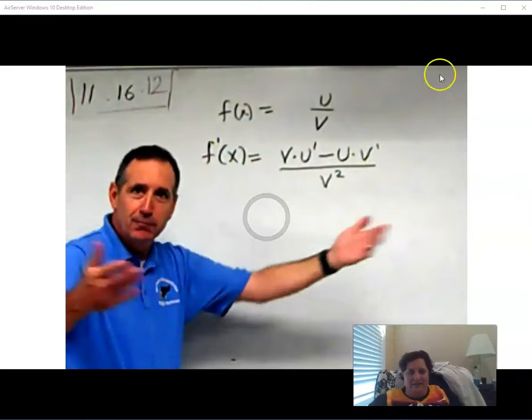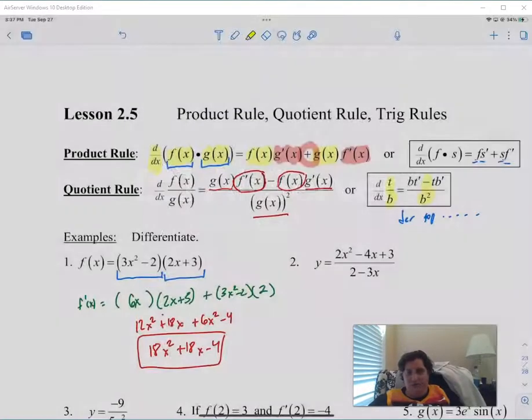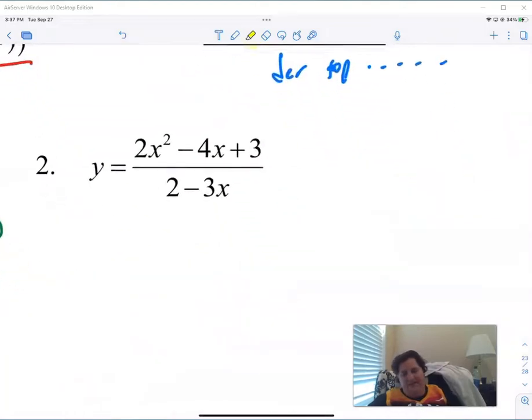Somebody did this, right? So it's like low, like bottom times D high, minus high D low, all over low squared. I think it's freaking weird. If you love that, use that. Okay? Okay, so check it out.